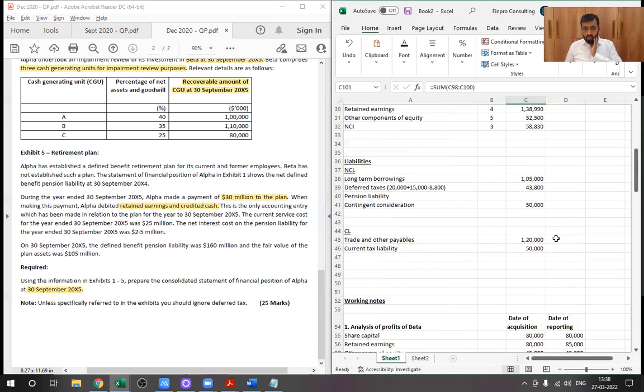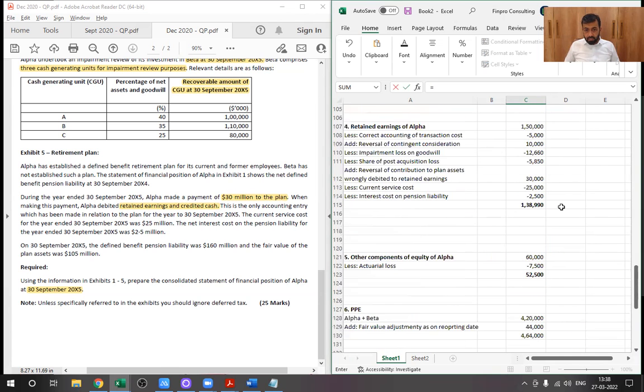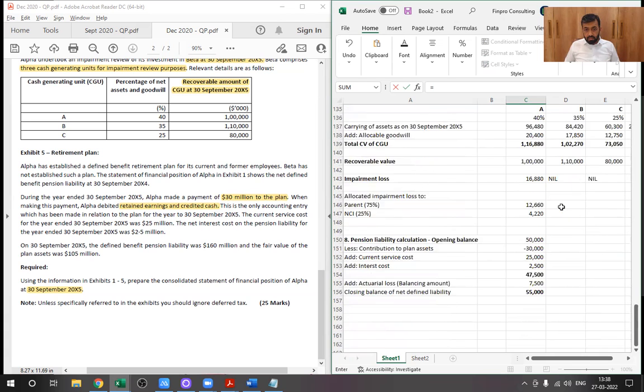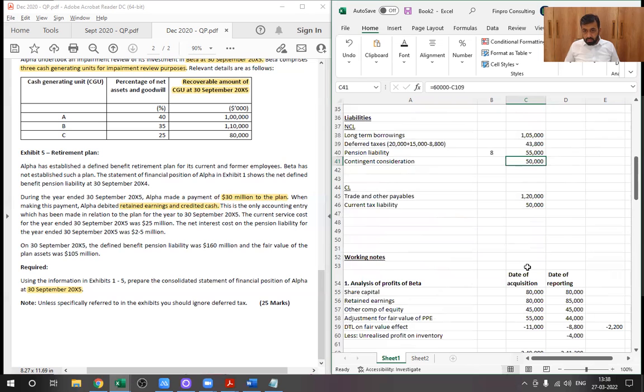Let's see about... We have done all this. Pension liability you have to write. Pension liability note number is I think 8. This is the pension liability.